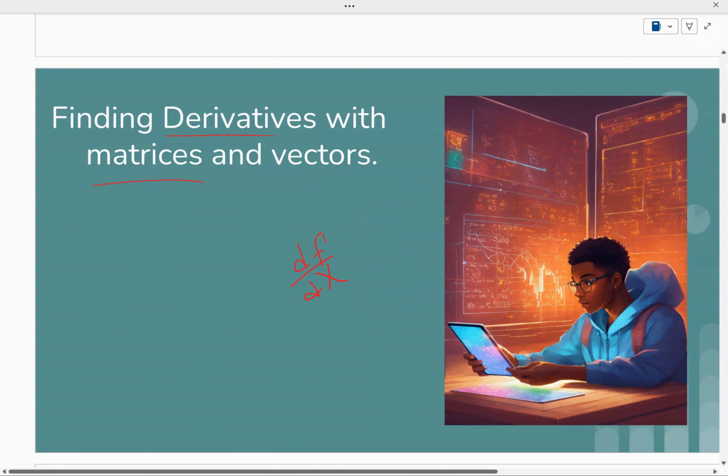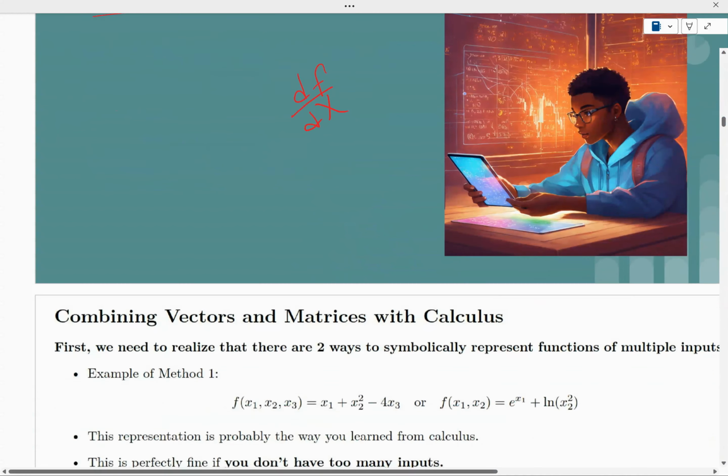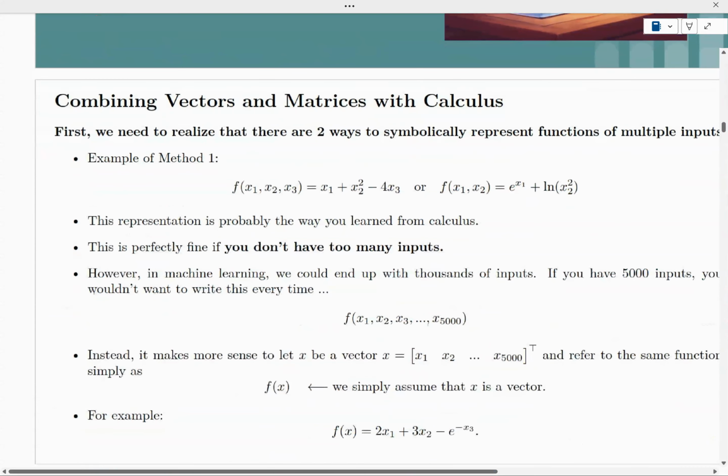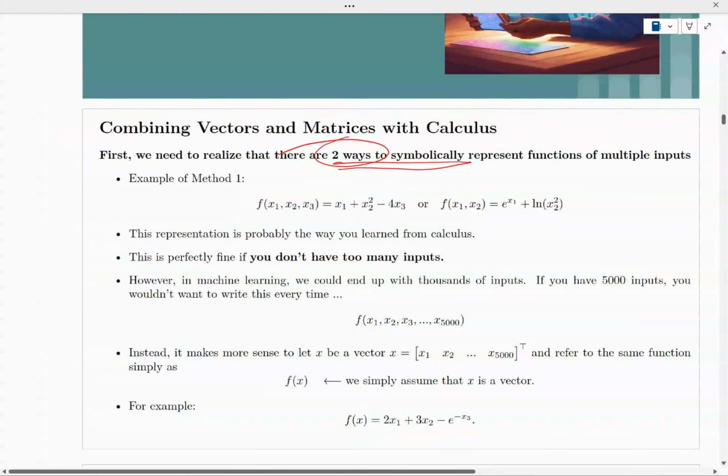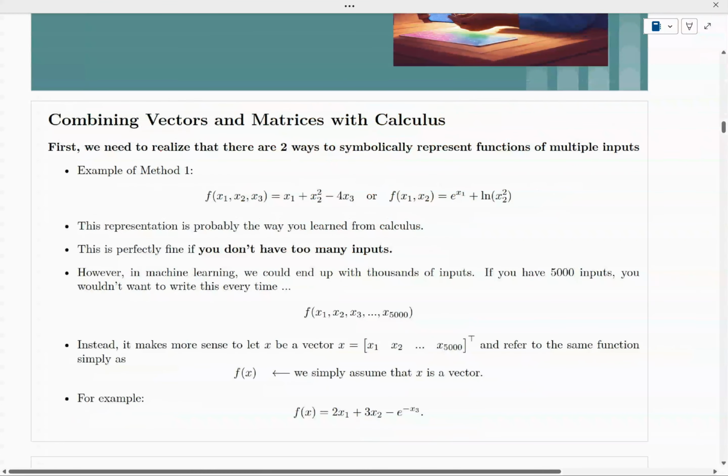And what does that mean? Well, okay. So before we jump into the meaning, we need to first realize there are two ways to symbolically represent functions of multiple inputs. Okay. So one way is method one. You can write f of x1, x2, x3, right? And then basically you're looking at it saying this is a function of three inputs, and x1, x2, x3 are within the function itself.